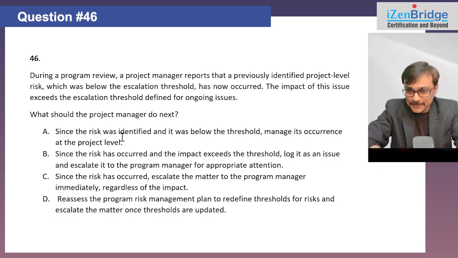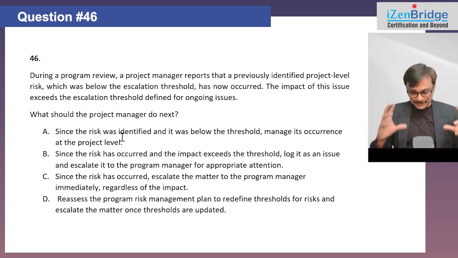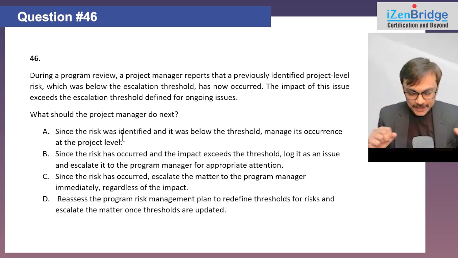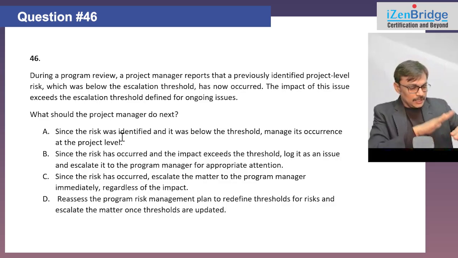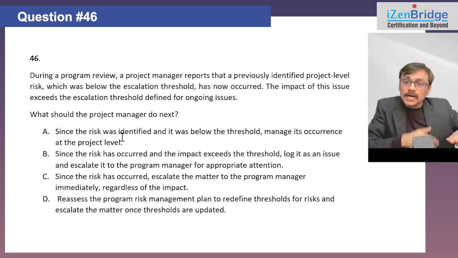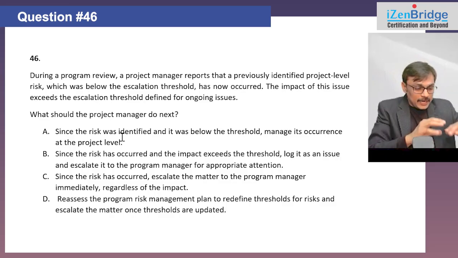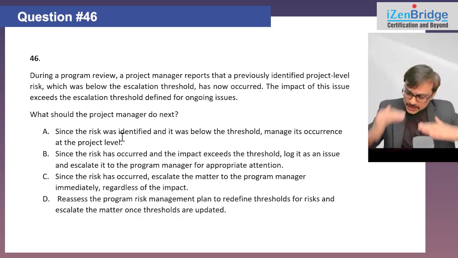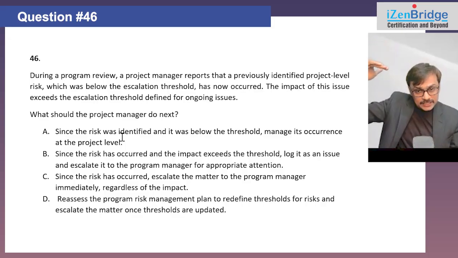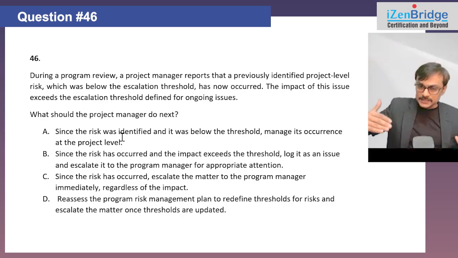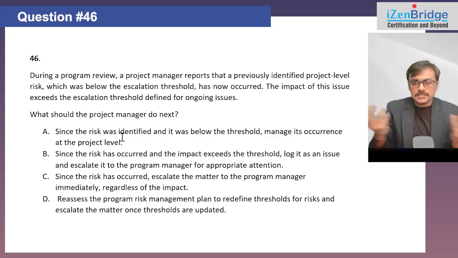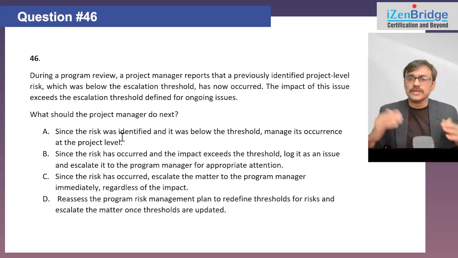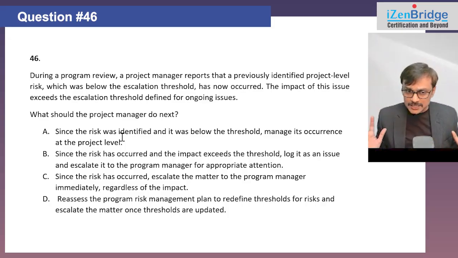So let me clarify what I wanted to ask, because the question may look a little complicated. The situation is like this: you had a risk and the risk was not meeting the threshold for escalation to a program. Now this risk has become reality. It has occurred, so it has become an issue. And after becoming an issue, the impact is exceeding your threshold. So the risk was not exceeding the threshold, but the issue is exceeding the issue escalation threshold. Now, should you escalate it, or should you just keep handling it as a project manager and not escalate to a program manager? That's the question we are asking.